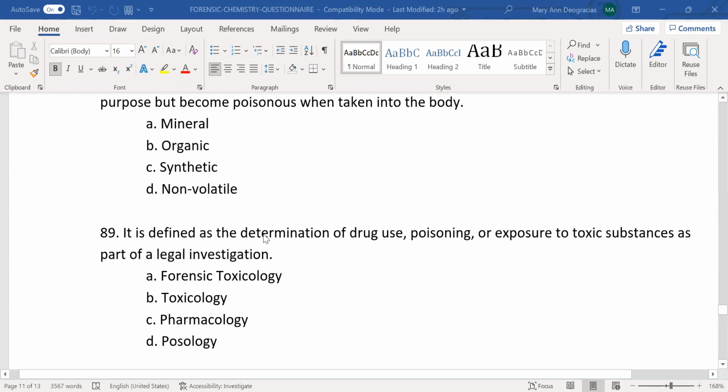89. It is defined as the determination of drug use, poisoning, or exposure to toxic substances as part of a legal investigation. A, syempre, forensic yan. So, it's forensic toxicology. Pag toxicology lang, it deals with the study of poisons. Pag legal investigation, it's forensic toxicology. Generalized yung toxicology, pero pag forensic, it is a part of a legal investigation. All right.